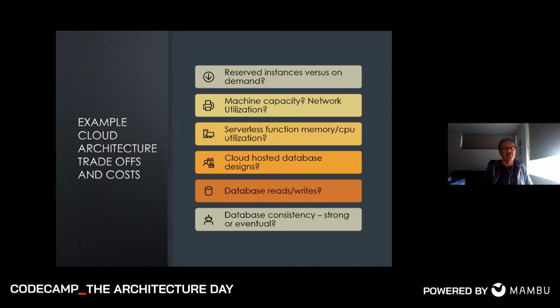So do you use reserved instances versus on-demand instances? What machine capacity do you need, or how do you configure your serverless architecture so that it has sufficient memory and CPU available? Do you use cloud-hosted databases? If so, how do you handle the read-write loads? Because you typically pay on something like DynamoDB by the read and write unit. So you need to optimize your database access because it affects the costs that you see.